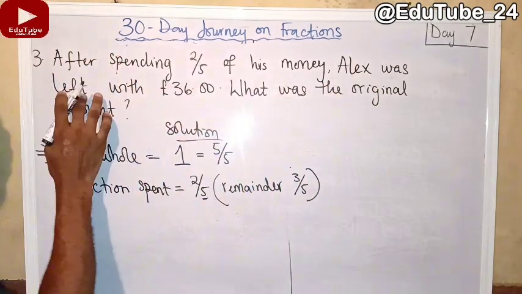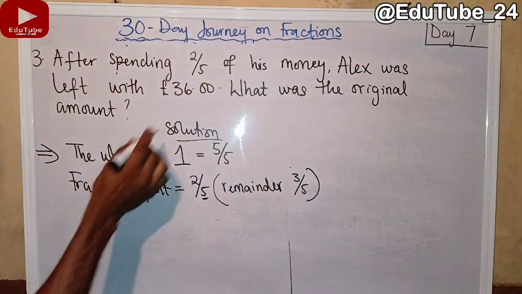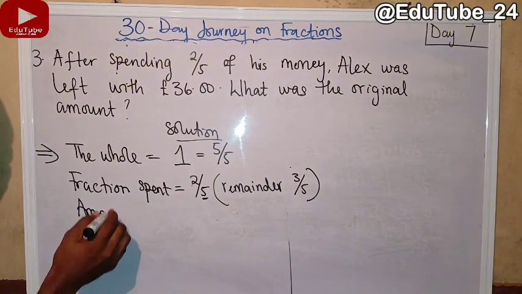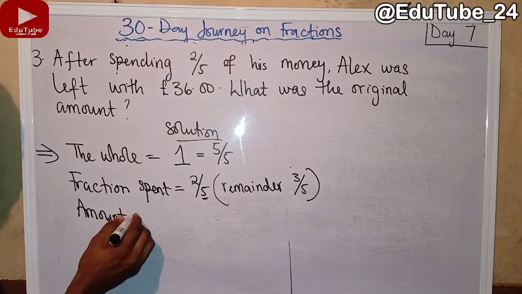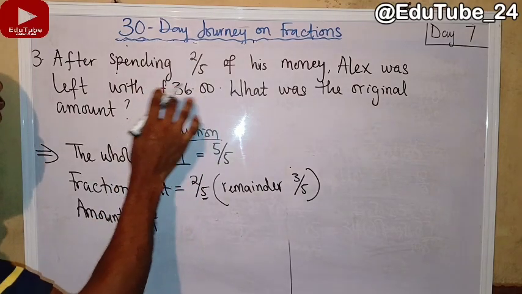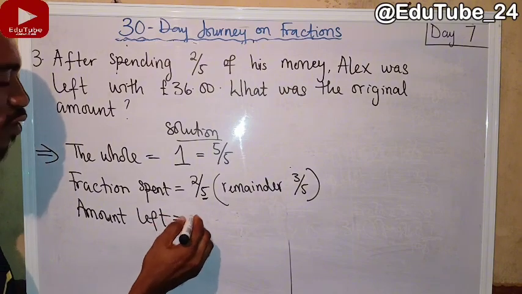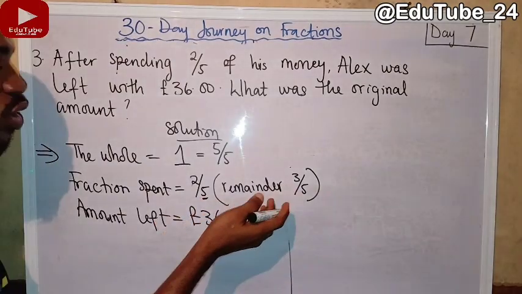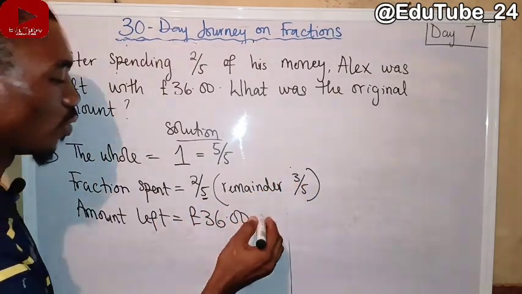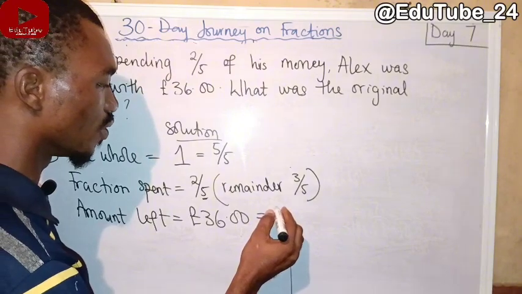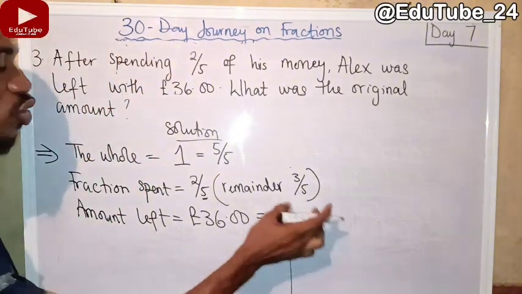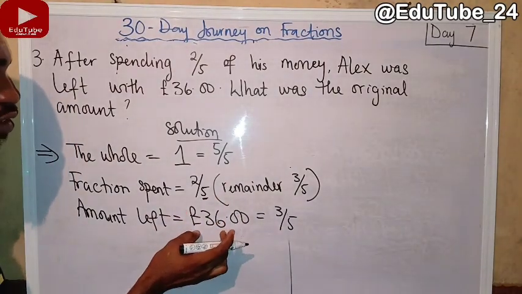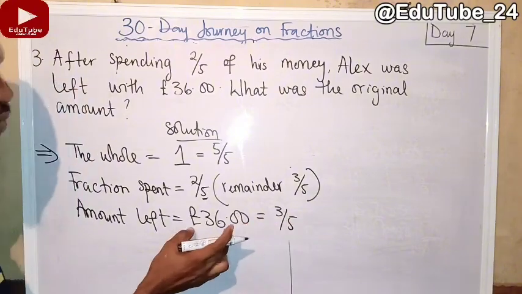So they now said Alex was left with 36 pounds. So the amount left is 36 pounds. This time around, this is not the fraction left, because this is the actual quantity of money. Now if the amount left is 36 pounds, what is the fraction left? The fraction left is 3/5. So that means this 36 pounds is represented in fraction by 3/5. So 36 pounds represents 3/5, and 3/5 represents 36 pounds.